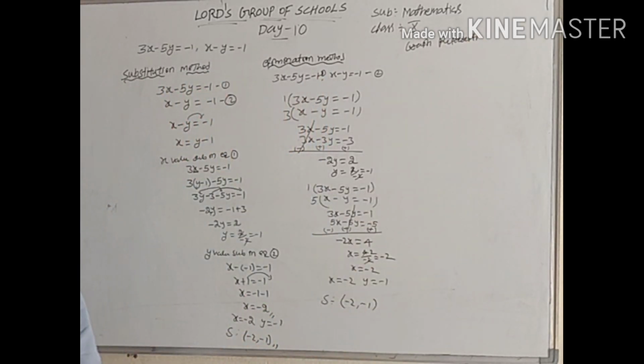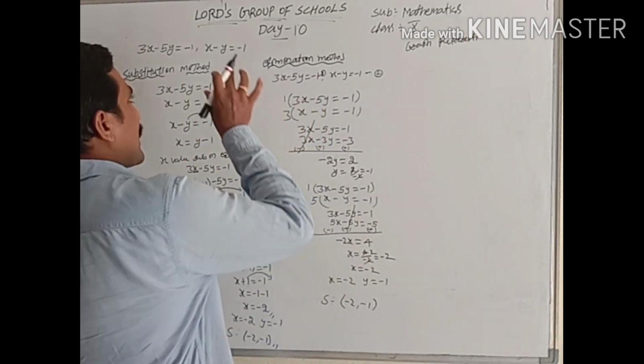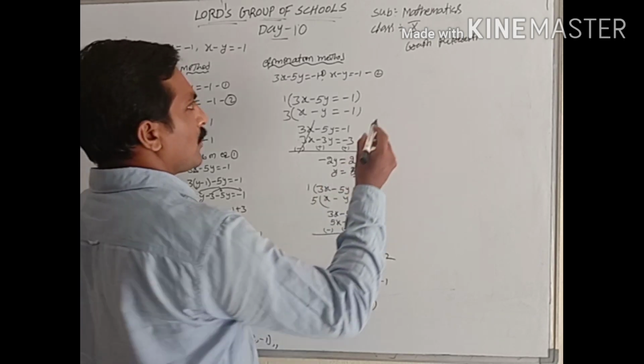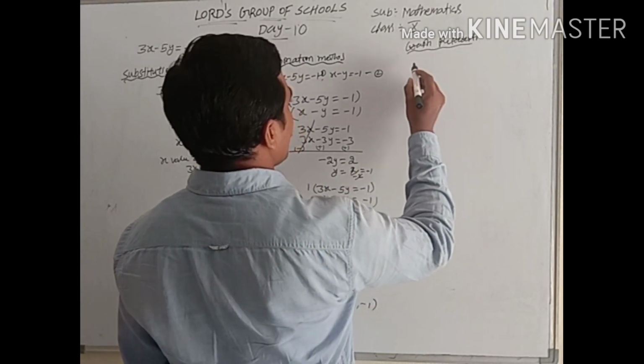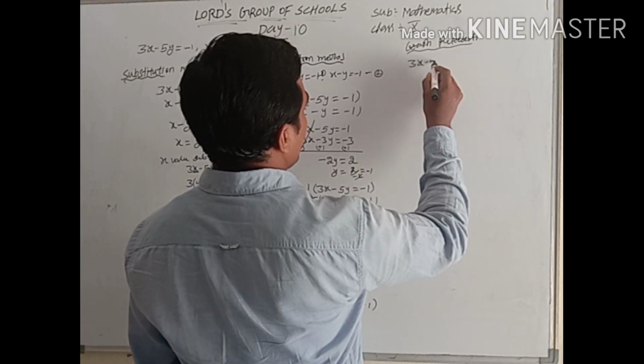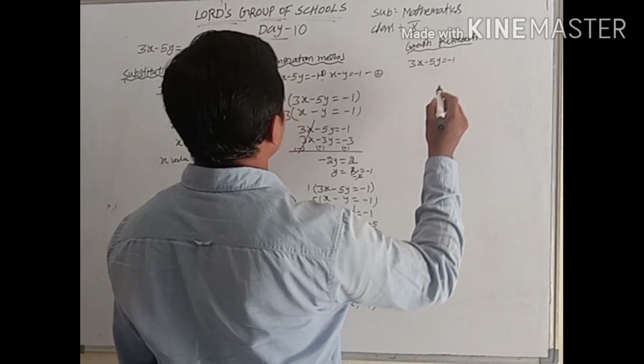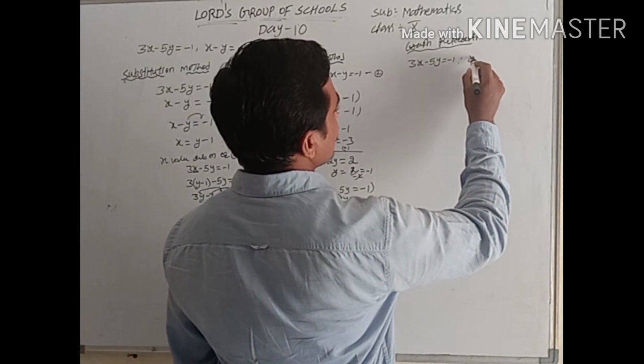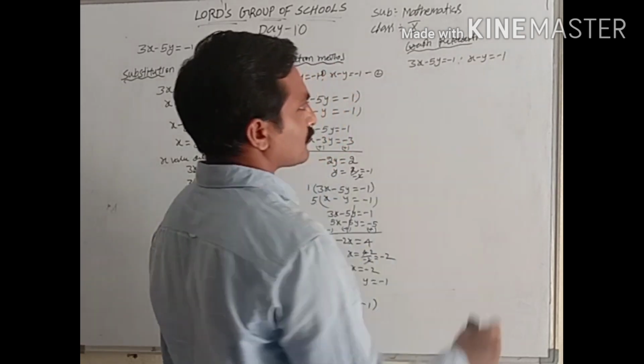So graph means a very simple way. What are the given two equations? The two equations you have to write first of all: 3x minus 5y is equal to minus 1, and x minus y is equal to minus 1.